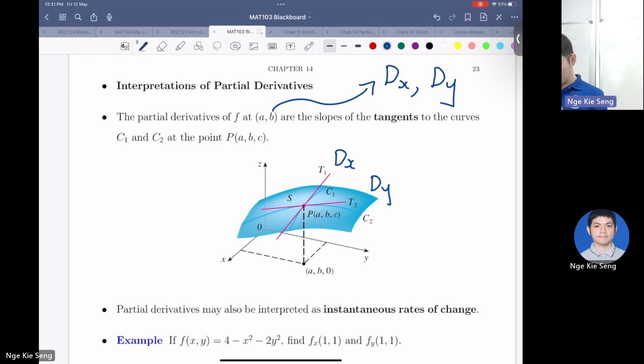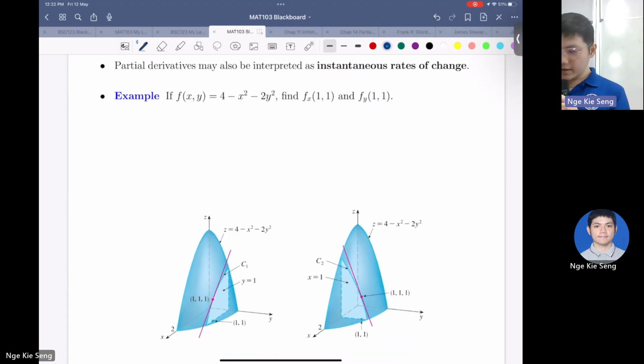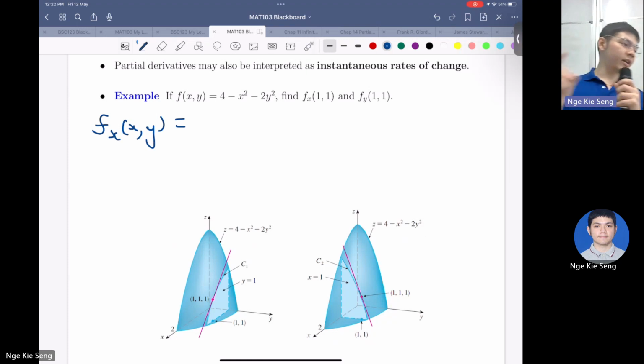Sometimes a partial derivative may be interpreted as an instantaneous rate of change. So this is an application. What happens at the point instantaneously? I don't want to teach this one. Let's check if you can do this computation.